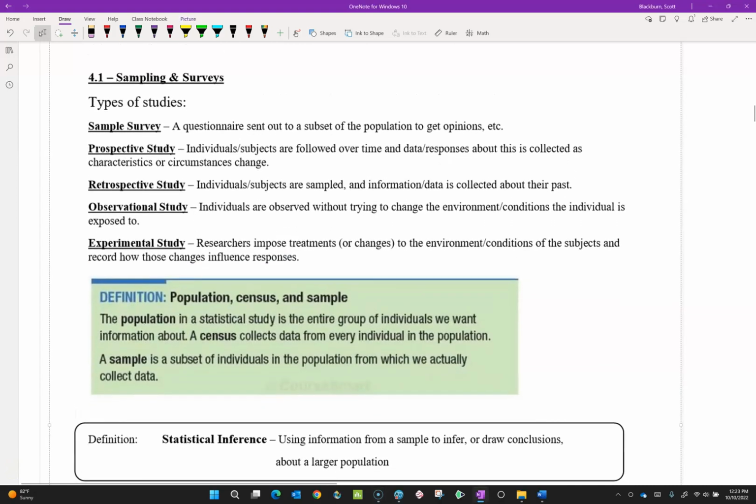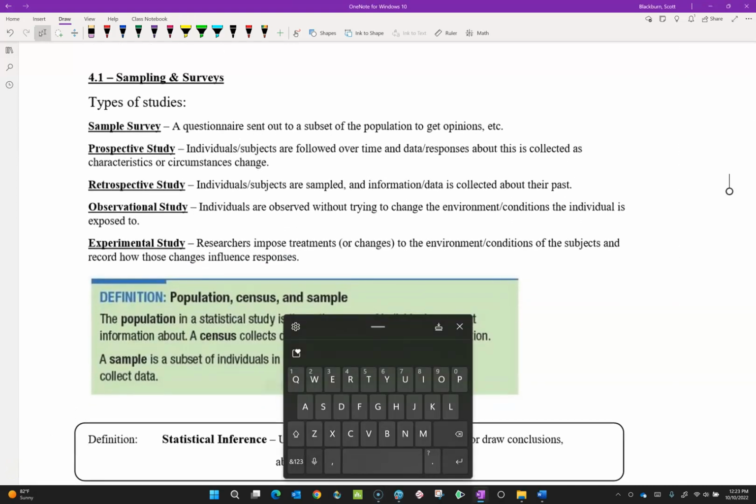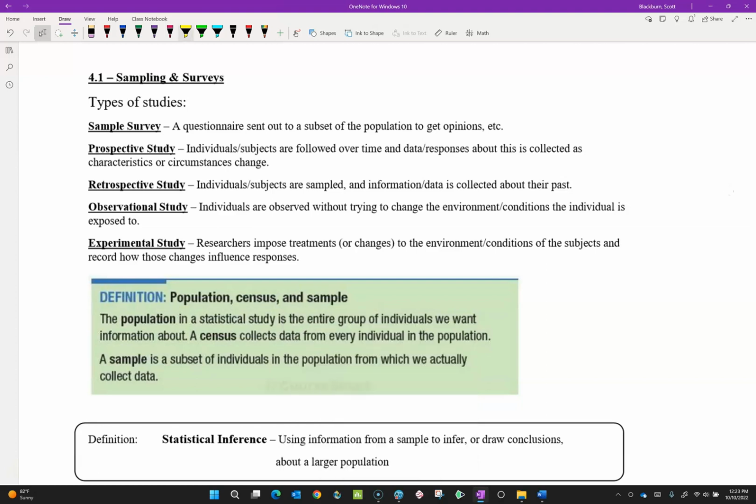All right, so 4.1 is talking about sampling and surveys, or sample surveys, mostly about good sampling and how to do good sampling and how to do bad sampling, and what bad sampling looks like and what good sampling looks like. So first let's talk about some different types of studies.